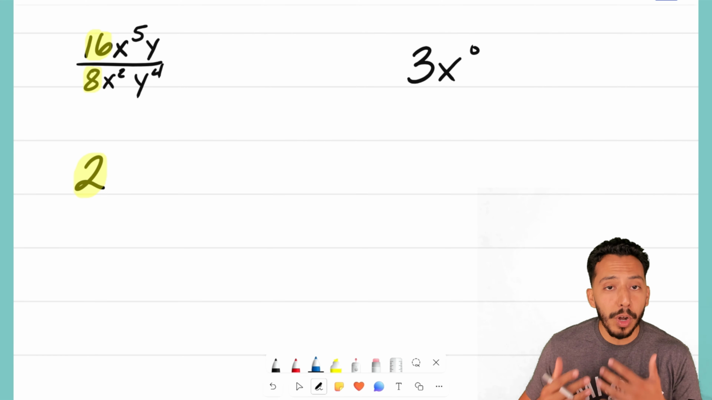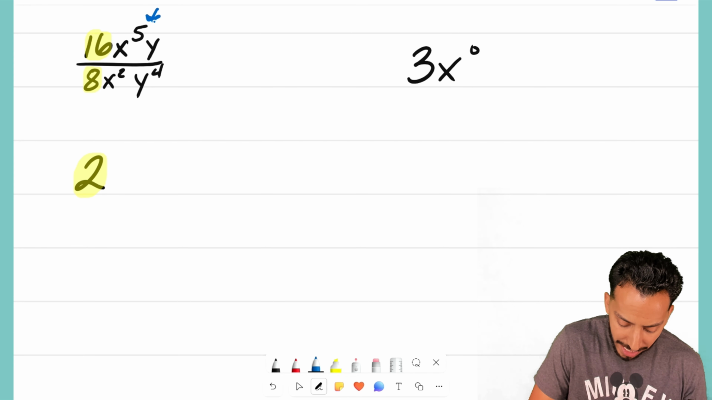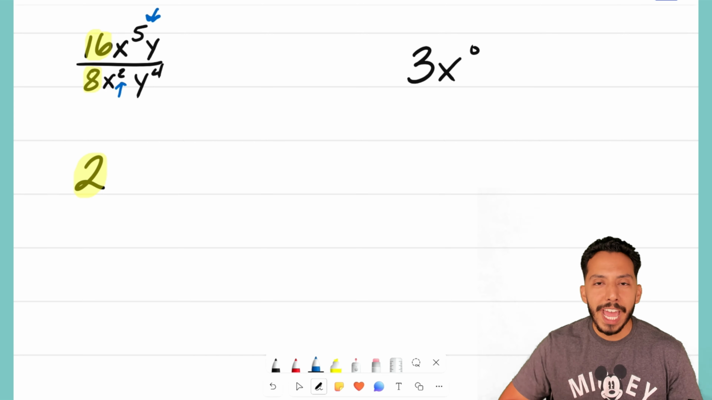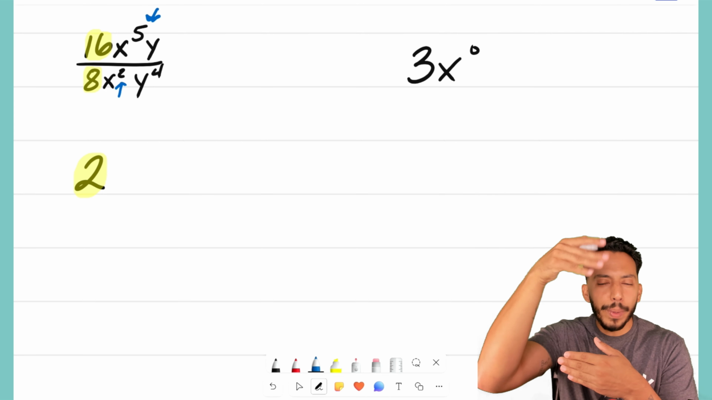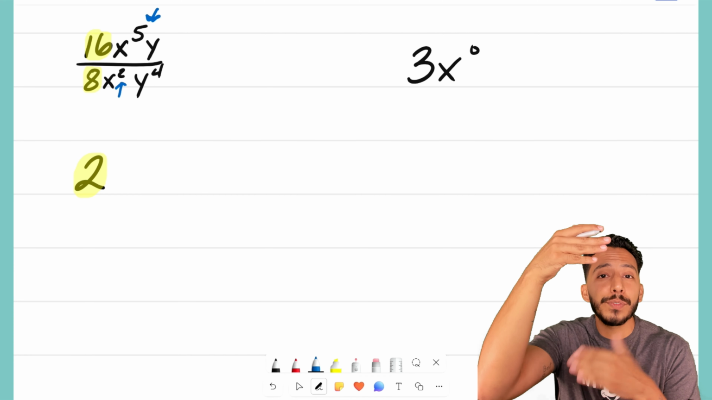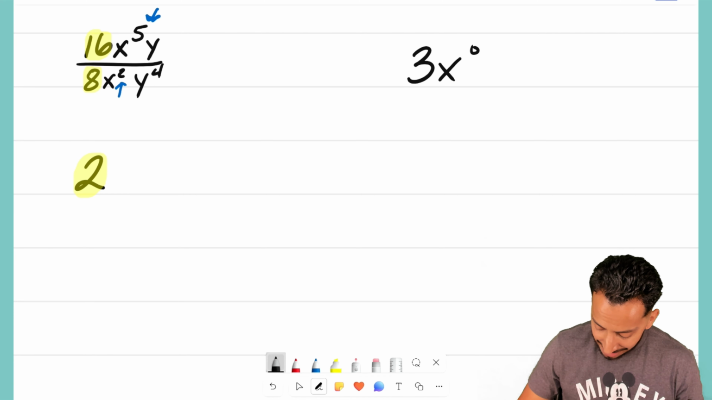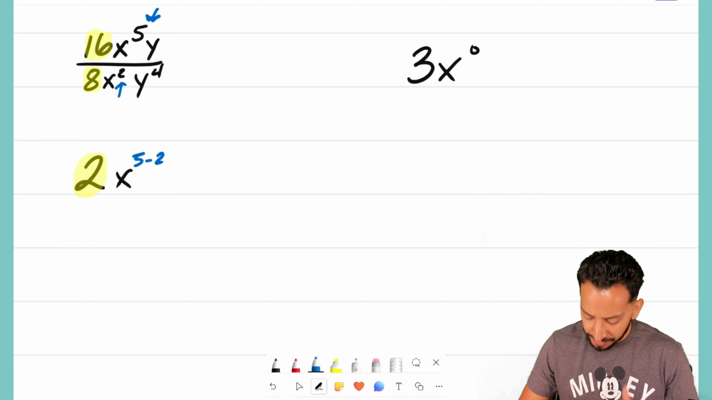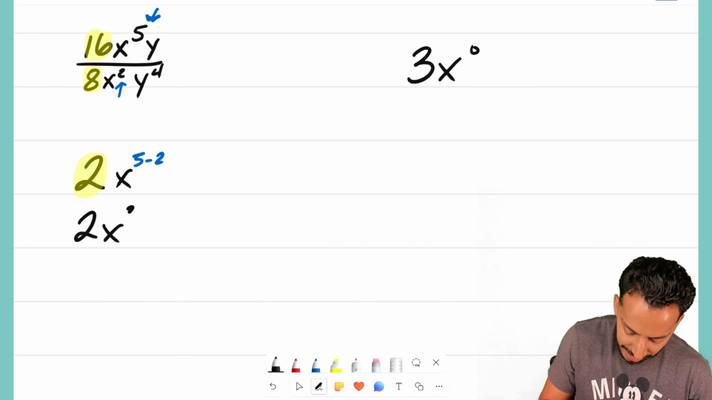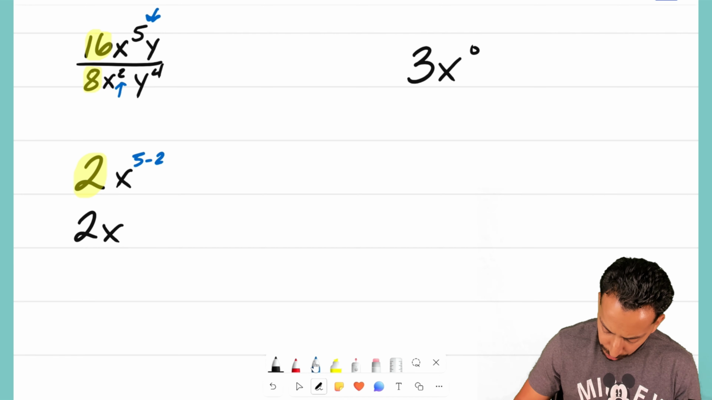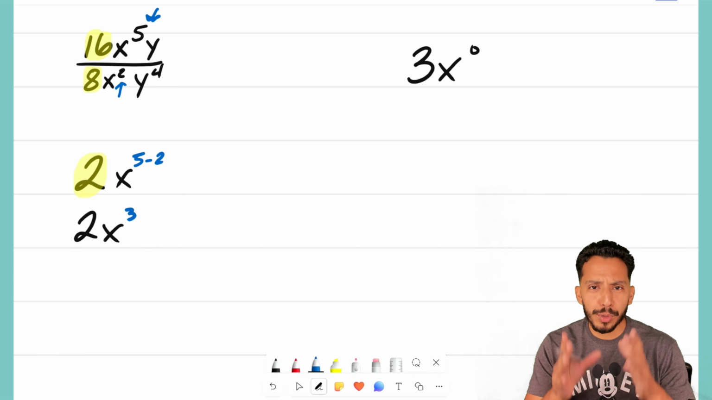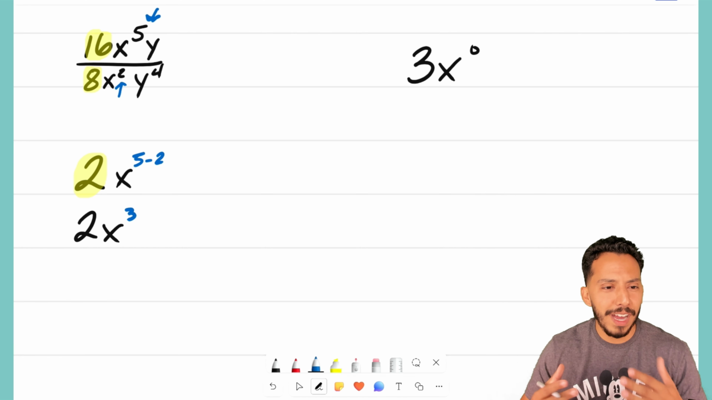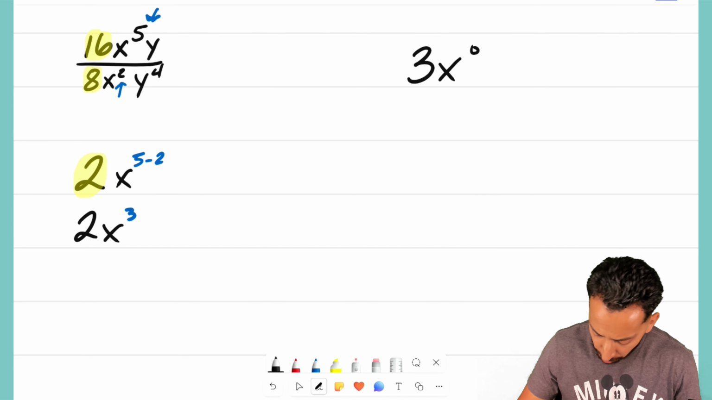Alrighty, we're going to go ahead and move to our x variable. Now look at this x variable. I have x to the 5th, I have x squared. Remember, our quotient rule says if we have one being divided by the other, we take the top exponent and we subtract it from the bottom exponent. So I'm going to have x to the 5 minus 2, and 5 minus 2 is going to give us x to the 3rd power. I probably should keep that in blue so we can keep track of what we did. Remember, the quotient rule says subtract the denominator exponent from the numerator exponent. 5 minus 2 gives us 3. Awesome.